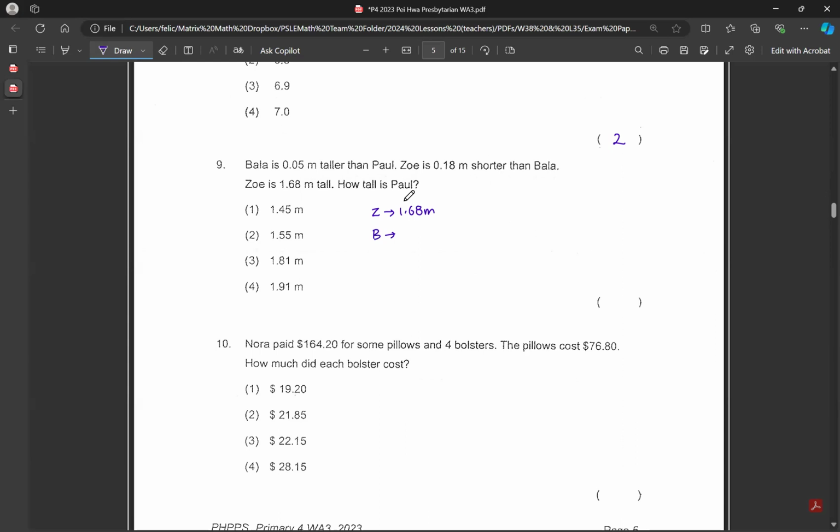So all these are just comparison statements. Okay, so take note, Zoe is shorter than Bala, so Bala is taller, which means that I need to add, not subtract. Now, if you do the addition for this on your own, you should get 1.86 meters for Bala.